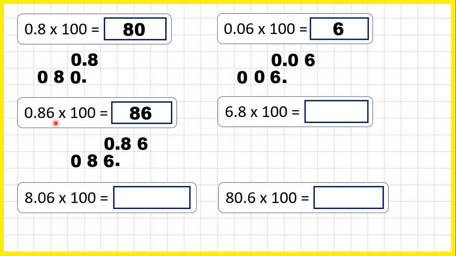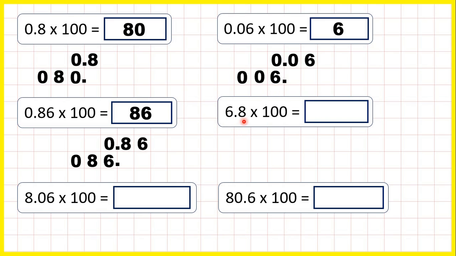And that's because the number we were multiplying, 0.86, is the same as 0.8 plus 0.06. So for this question, we've still multiplied 8/10 by 100, just as we did in the first, and we've multiplied 6/100 by 100, just as we did in our second question.